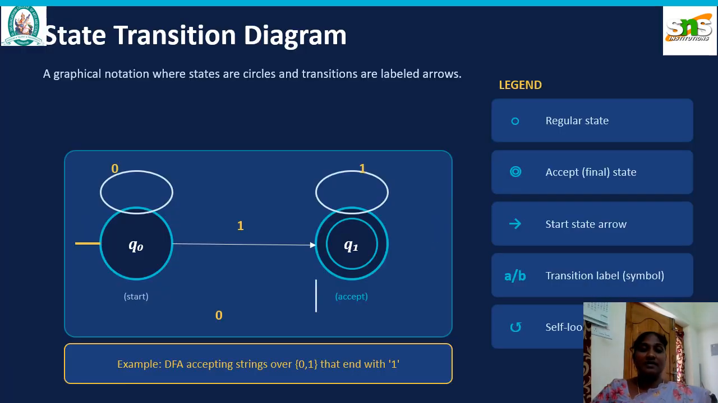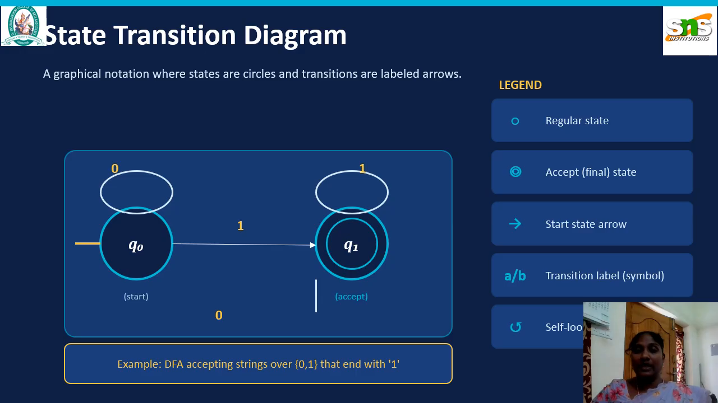So this is the state transition diagram for a simple example. It is a graphical notation where states are circles and transitions are labeled arrows. Q0 is the start state, which has an incoming arrow. When it reads 0, it remains in the same state Q0. When it reads 1, it goes to Q1. Q1 is the accepting state, so it is shown with a double circle. When it reads 1 once again, it loops in the same state.